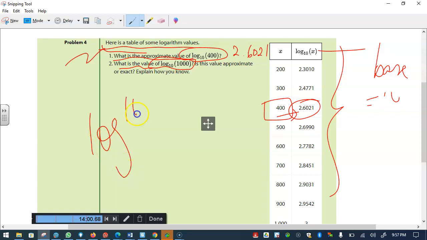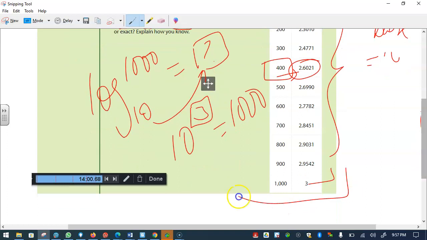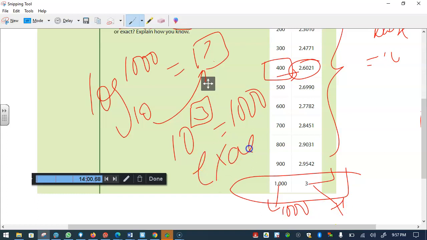Next question, what is the value of this? So kind of asking, is it the exact value? This is so easy. If you don't know what this is, put a question mark and say, 10 raised to what? How many tens do you multiply to get 1000? And this is 3. If you see at the bottom, it's already given. When the input is 1000, the answer is 3. This is the exact value, so you're done. There's nothing much. Let's go to the next one.